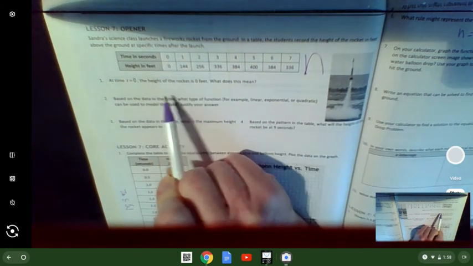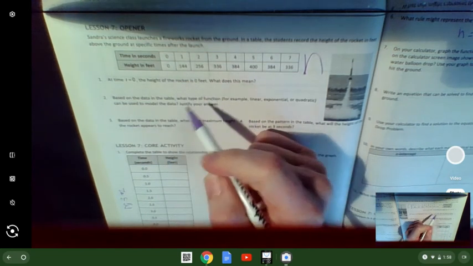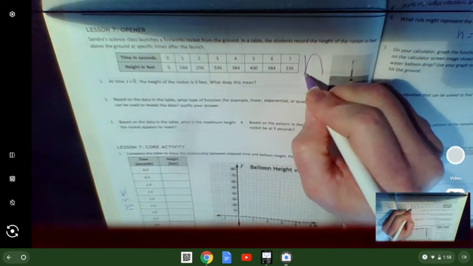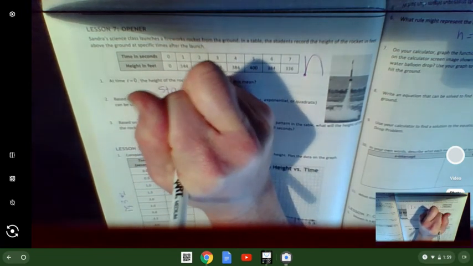So at time 0, the height of the rocket is 0 feet. What does that mean? Well, if you're not starting the clock and you have no height, has that rocket gone anywhere? No, because time hasn't started and it's on the ground. This would be my starting point. 0 feet covered, 0 time.